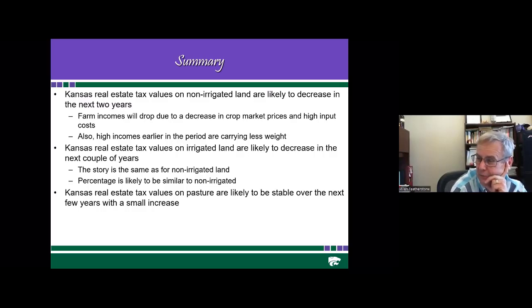And so farm incomes are probably going to be stressed due to crop market prices and high input costs. And then the other thing that we talked about and where those triangles are useful is those high incomes are going to carry less weight as we're going forward. And this is going to be both for non-irrigated and irrigated. If we look at it from a pasture perspective, they're probably going to be fairly stable over the next few years with a small increase.